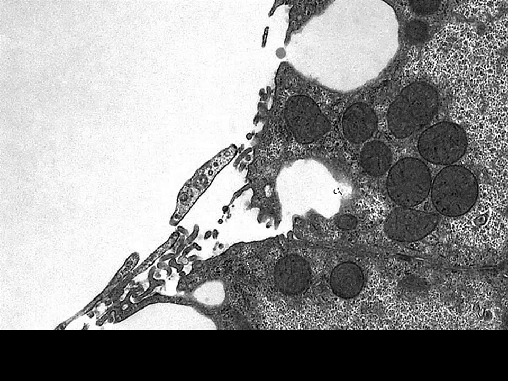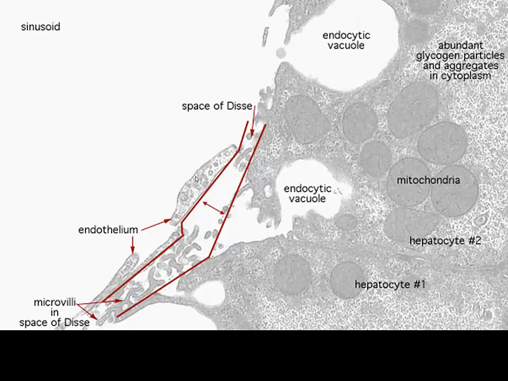Once again, another look, portions of our endothelium here. And we're actually going to have microvilli from these hepatocytes, which we'll talk about when we get to the digestive system, that are projecting into this space beneath the sinusoidal endothelium. But right now we're just focusing on those endothelial cells.